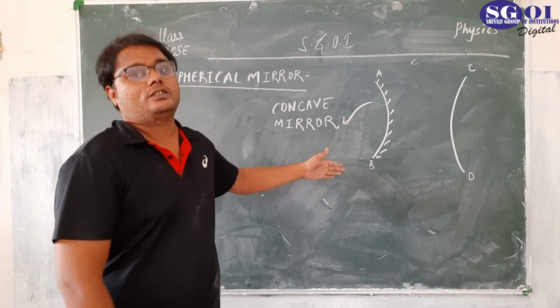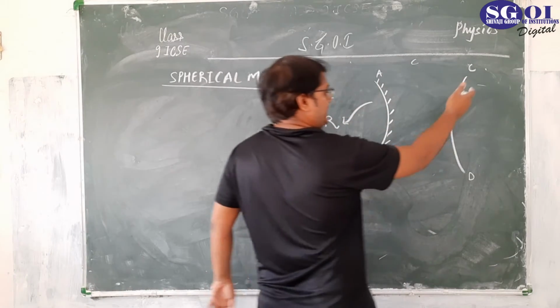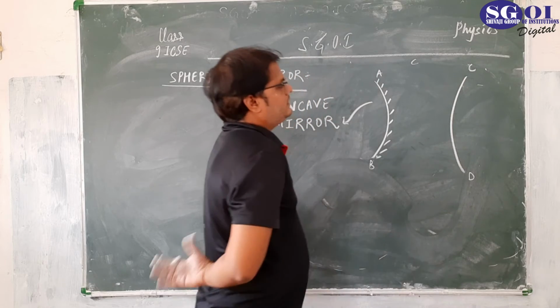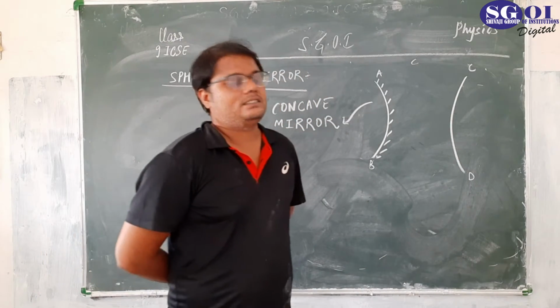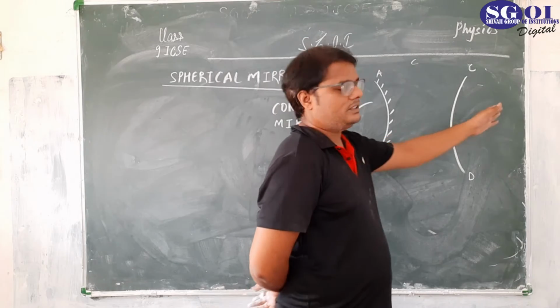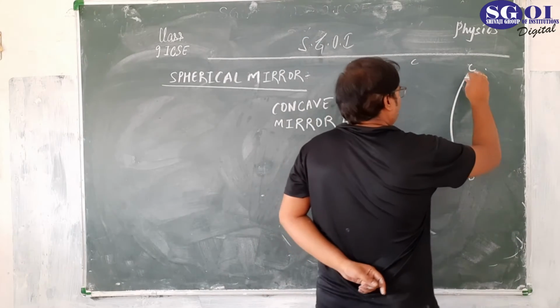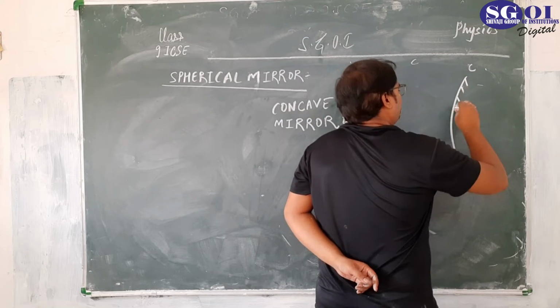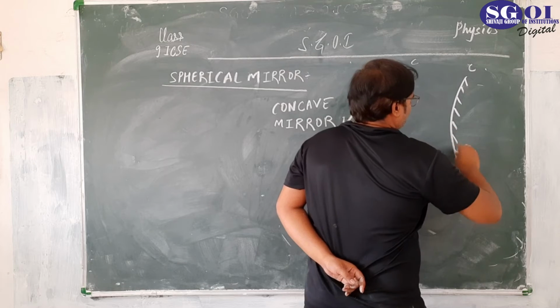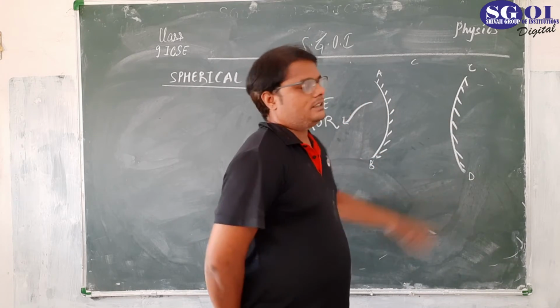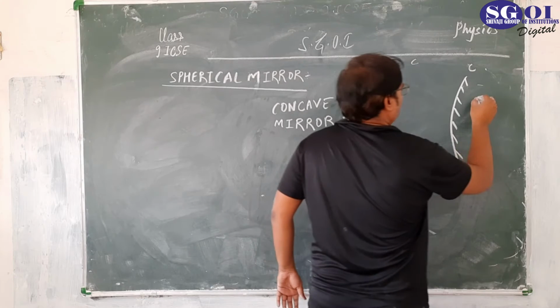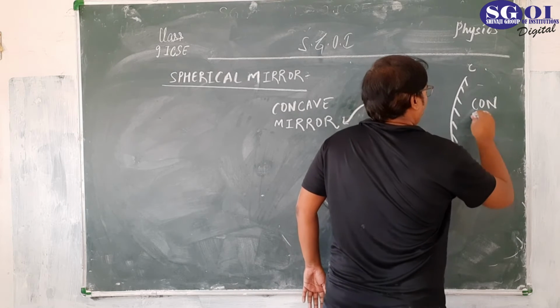Now you have to polish on the inner side. Which one is the inner side for this surface, right or left? Where does the center lie? Center lies towards right for the surface. So if we polish on the inner surface, then the mirror formed is called a convex mirror.